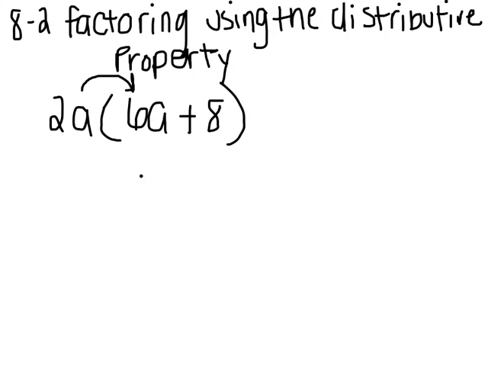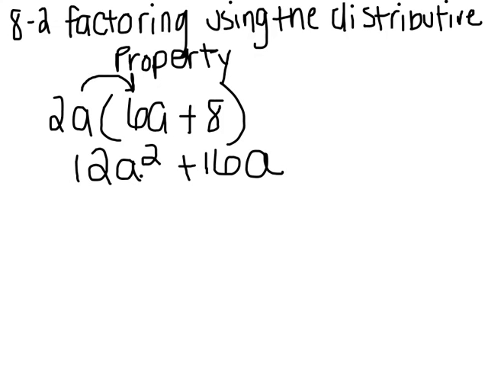We did 2a times 6a to give us 12a squared. Then we did 2a times 8 to give us 16a. We'll be using the opposite of the distributive property to factor 12a squared plus 16a. So in order to do this, we look at both of our terms and we find our GCF.